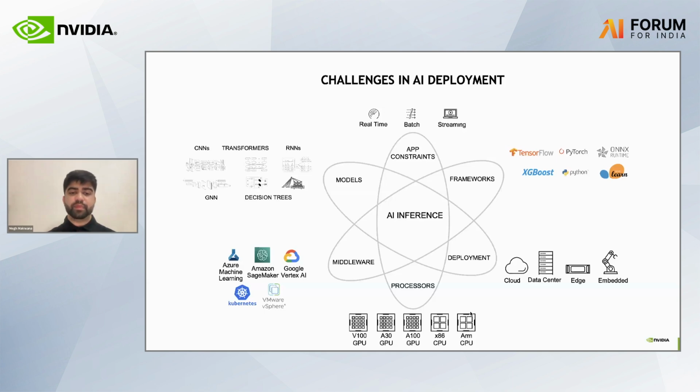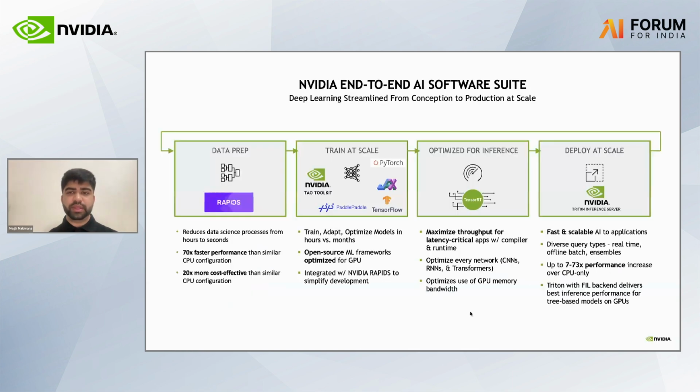So the platform that has the flexibility to do all these can be used to deploy on all these different middlewares, that is on any cloud instances, can be deployed either on cloud or on data center or on edge or also on embedded devices, as well as it supports different frameworks and can also support different models, from CNN to transformers to RNNs to decision trees and others. And that platform is basically called Triton Inference Server.